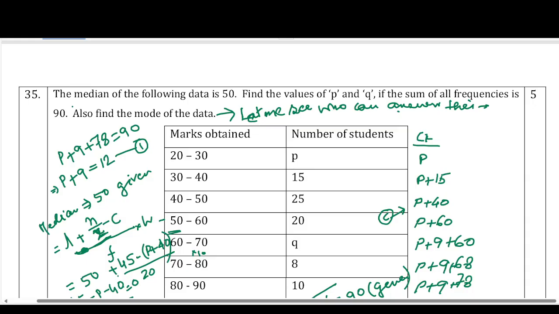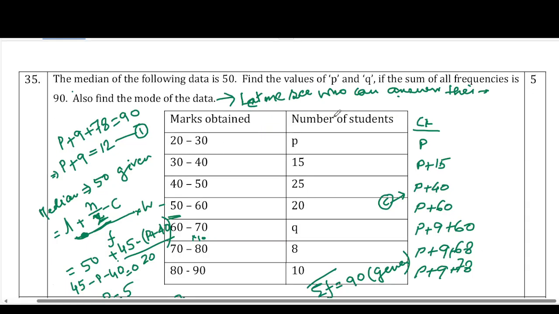Let us see cumulative frequency. First put the cumulative frequency here, depending on the classes: that is P plus 15, P plus 40, and likewise the last one will be P plus Q plus 78. They have given total frequency is 90, so put 90 there. So P plus Q will be 12.